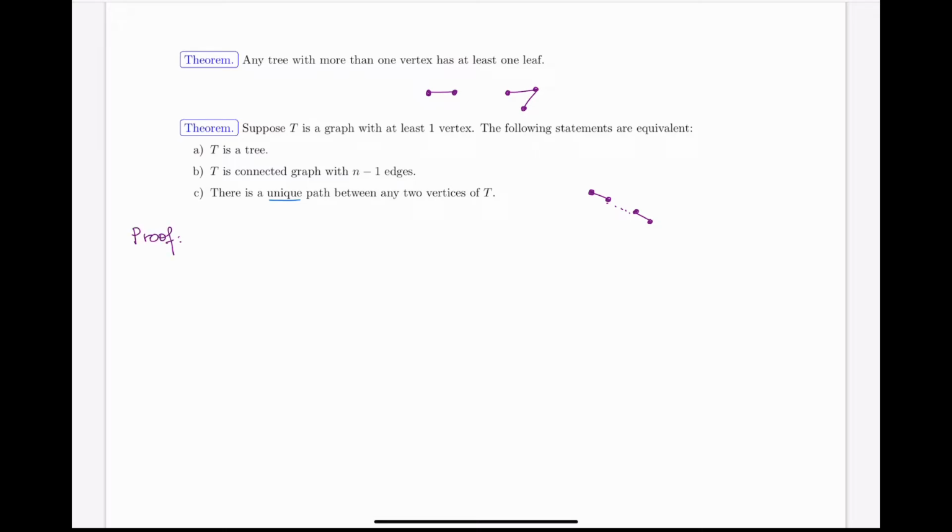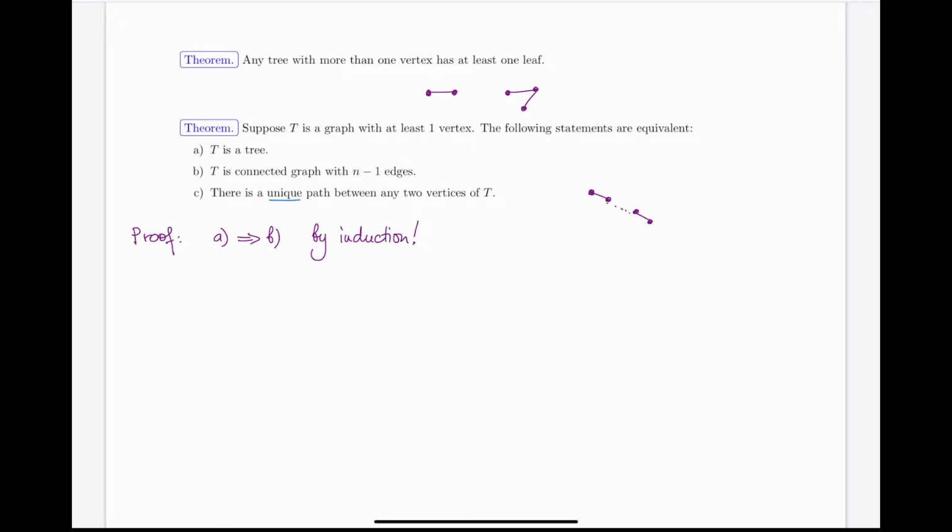I am only going to prove the fact that the first property, it's called A, implies the second property, that's called B. So I'm going to prove that if T is a tree, then it is in fact a connected graph with n minus 1 edges. And the way I'm going to do it is what you first will consider to be unexpected. There we go. We are going to prove it by induction. In fact, induction is very useful for a lot of graph theoretical properties.